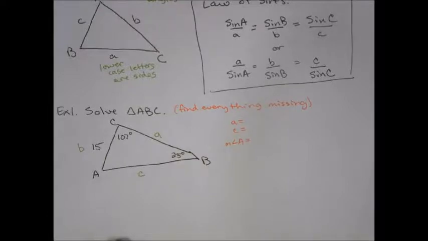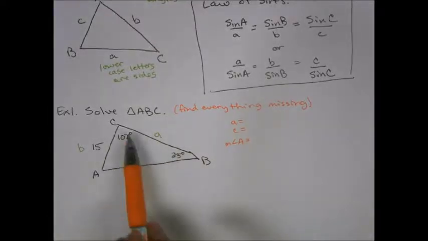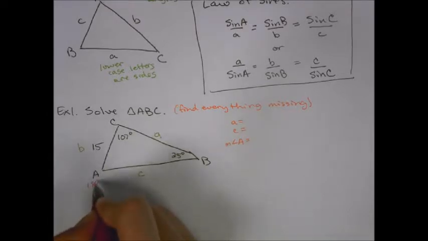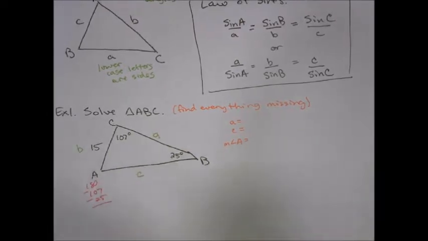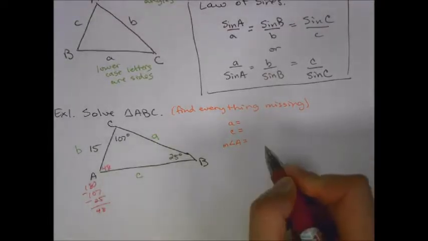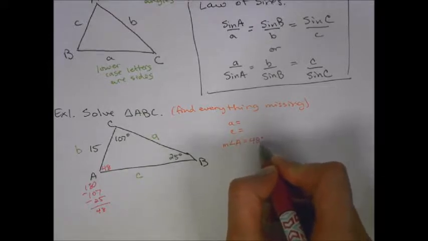Now angle A is easy to find. We have two angles, we need to find the third. To find angle A, we're going to do 180 minus 107 minus 25, and I get 48. I'm going to write that in my picture, and over here, 48 degrees.